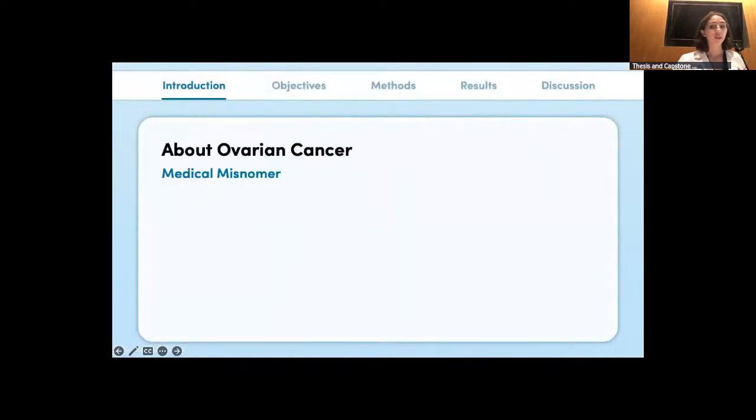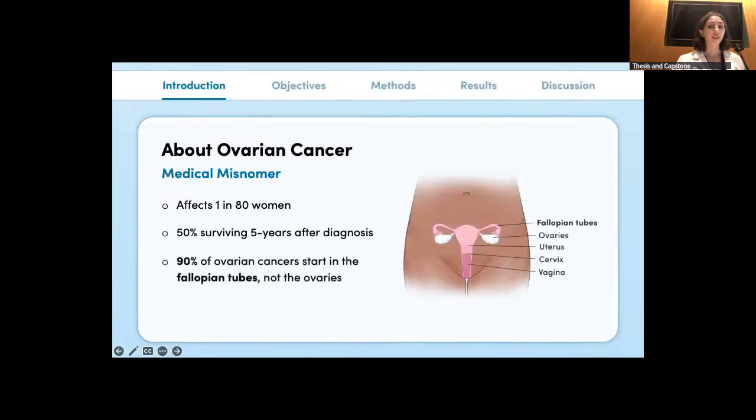Ovarian cancer is one of the deadliest gynecologic cancers. It affects about 1 in 80 women, and less than half of those will survive 5 years after their initial diagnosis. The term itself, ovarian cancer, is a bit of a misnomer, as 90% of ovarian cancers start in the fallopian tubes, not the ovaries.